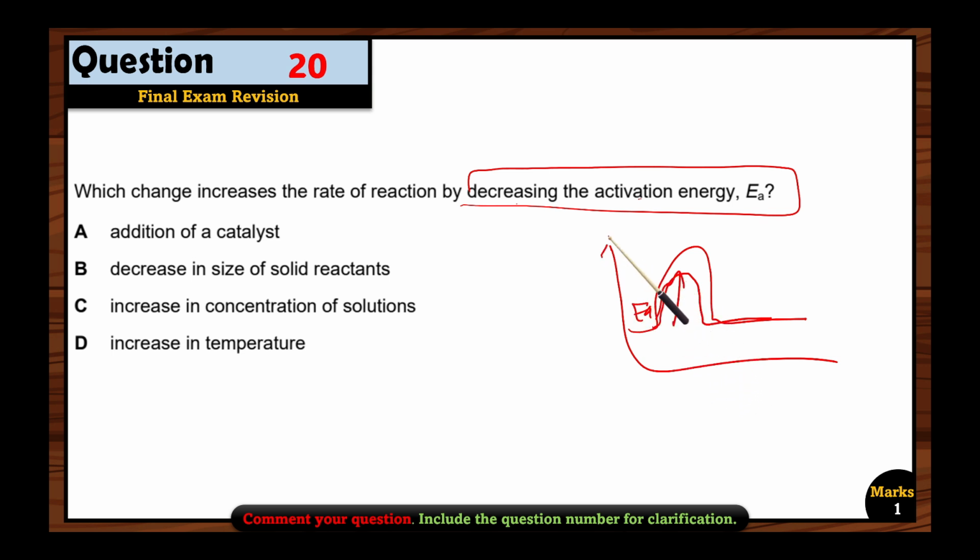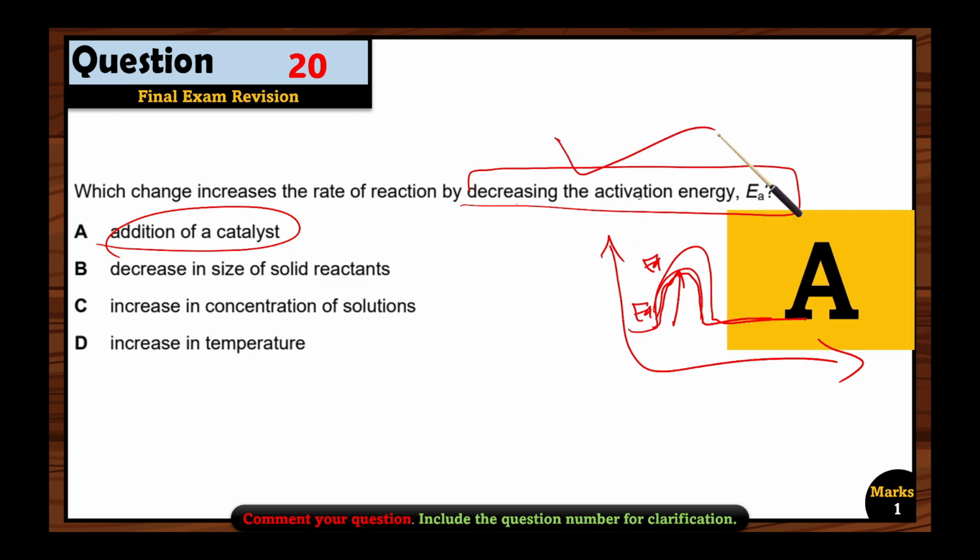We did this one yesterday in chapter 7. So you can see that activation energy after adding the catalyst will be decreased. Okay, but there will be no effect on the product. The product will be the same, but only the speed of the reaction will increase, so you will get the product in a short time. So addition of a catalyst is actually responsible for decreasing the activation energy. So option A is the right option.